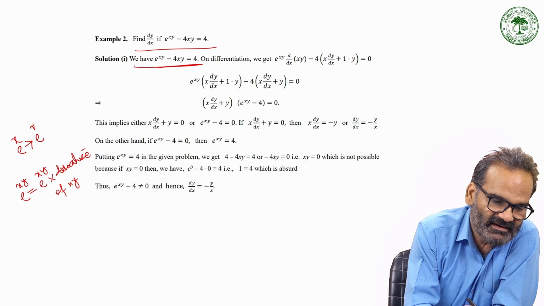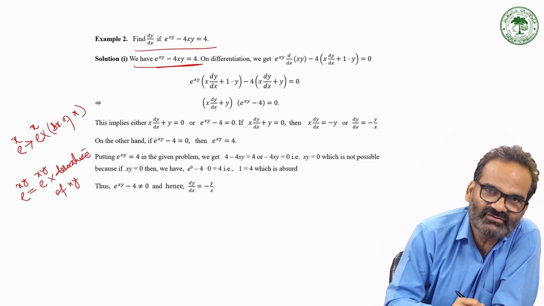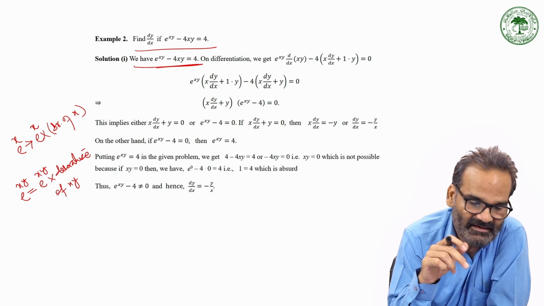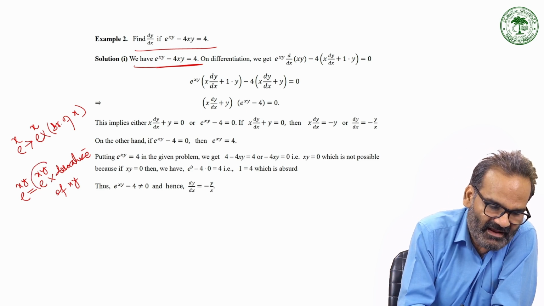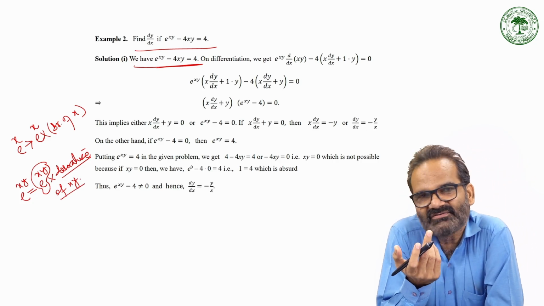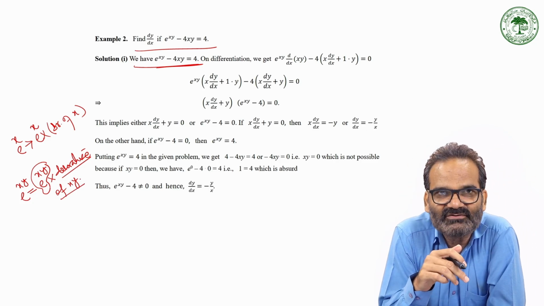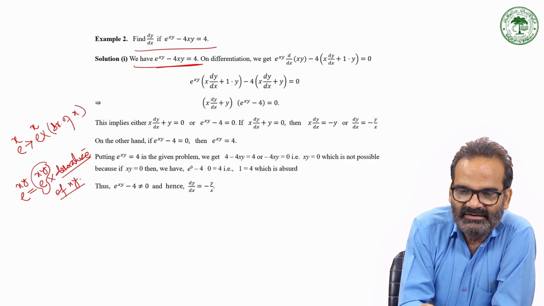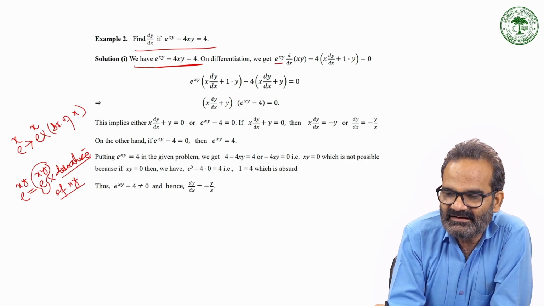E raised to the power x into derivative of x. This is what we have used already. So we will use the same technique. x is replaced by xy. So e^xy as it is into derivative of xy. And derivative of xy is what? Again, we will use the product rule as we have used in the last example. So e^xy as it is into this derivative of xy.